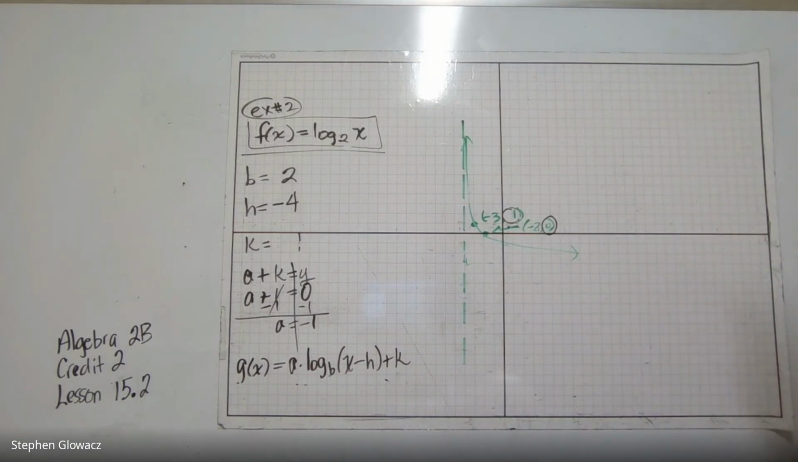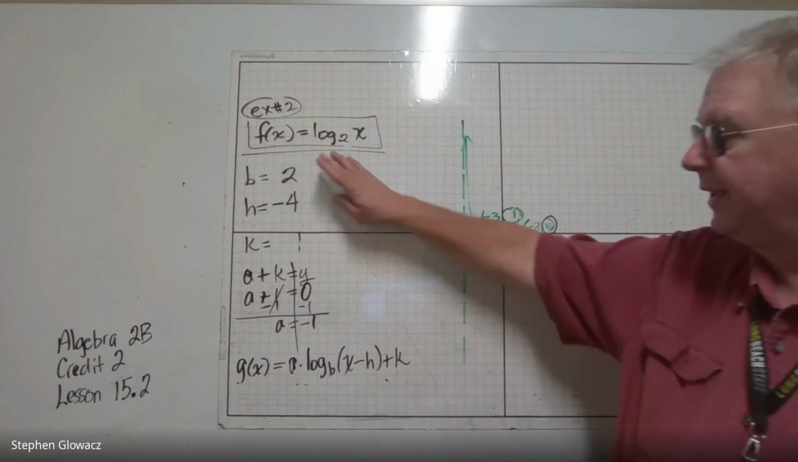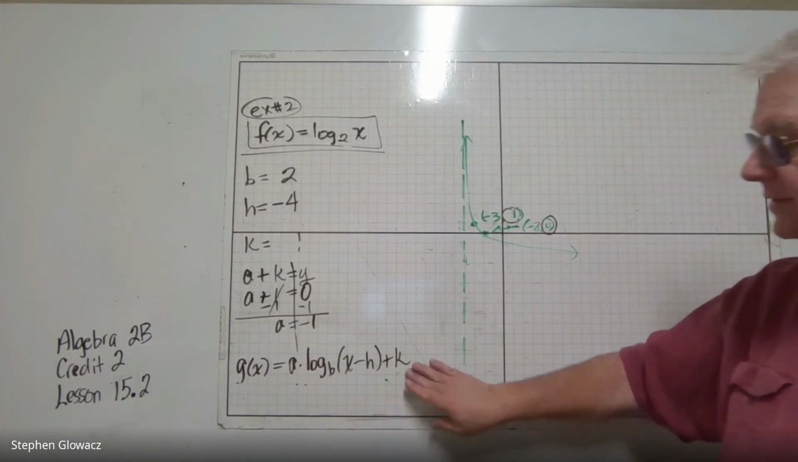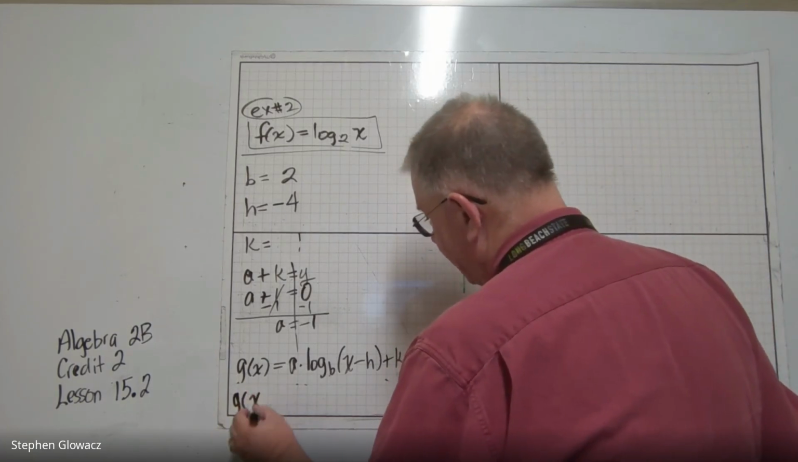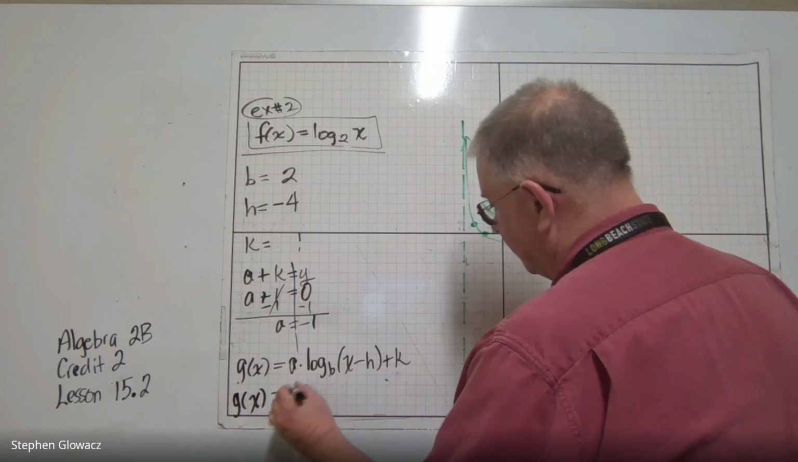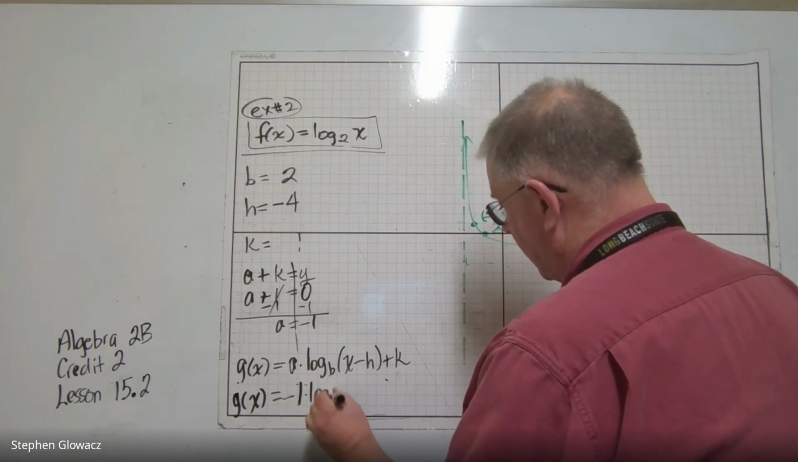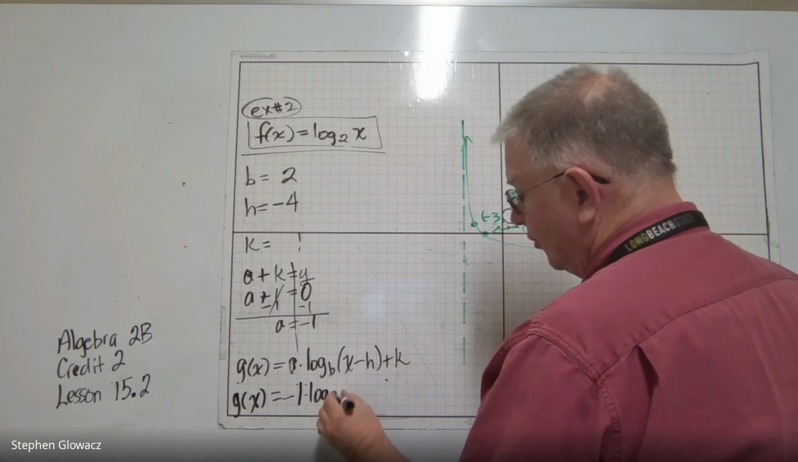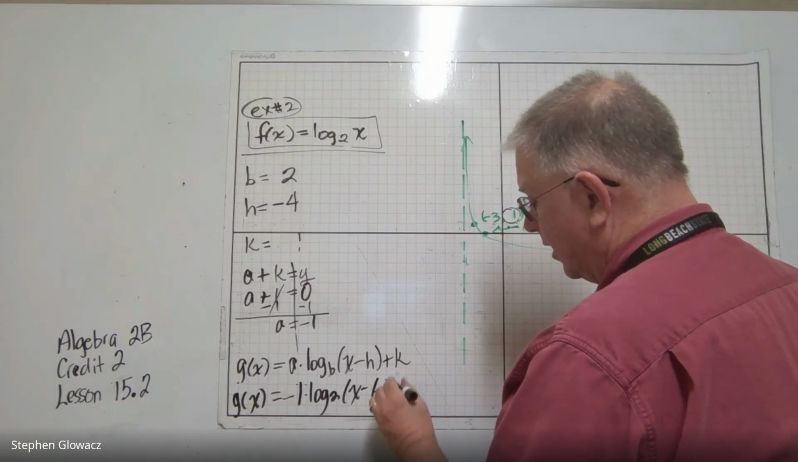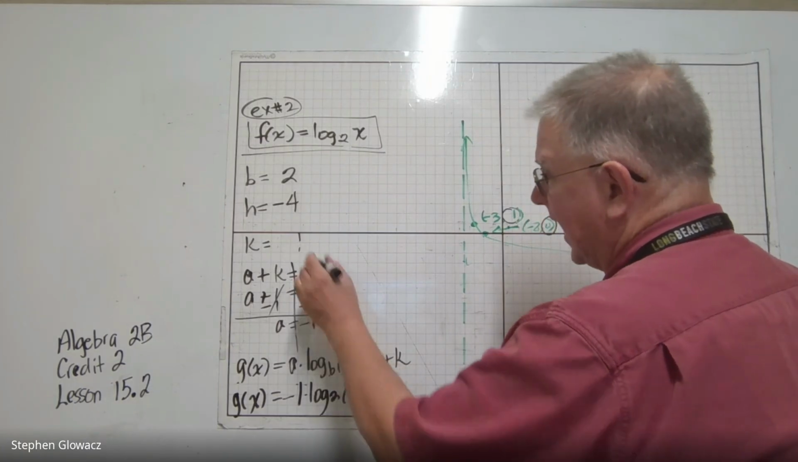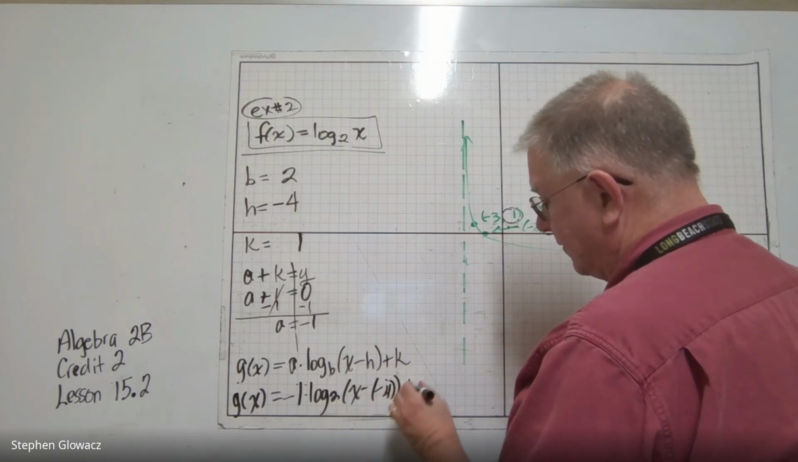All right, so now we have our values for B, H, K, and A. Let's go ahead and substitute those in and write our function. So we have g of x equals A, which is negative 1, times log base 2 of x minus a negative 4, and then plus K, which is that positive 1.